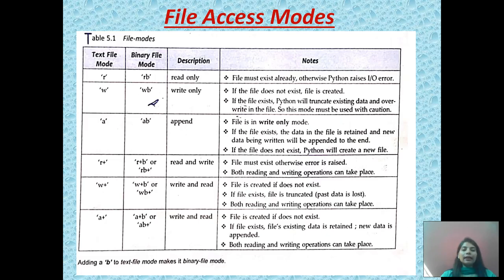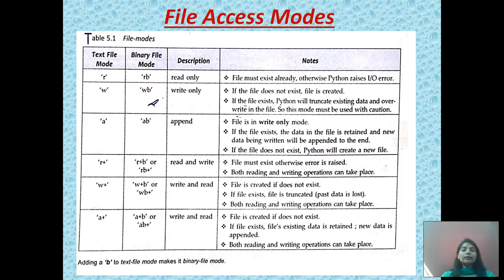Next is the write mode. In a text file you will write W, and in a binary file you will write WB. If the file does not exist, then it will be created. And if the file already exists and you are opening it in write mode, then it will truncate all the existing data and overwrite the file.